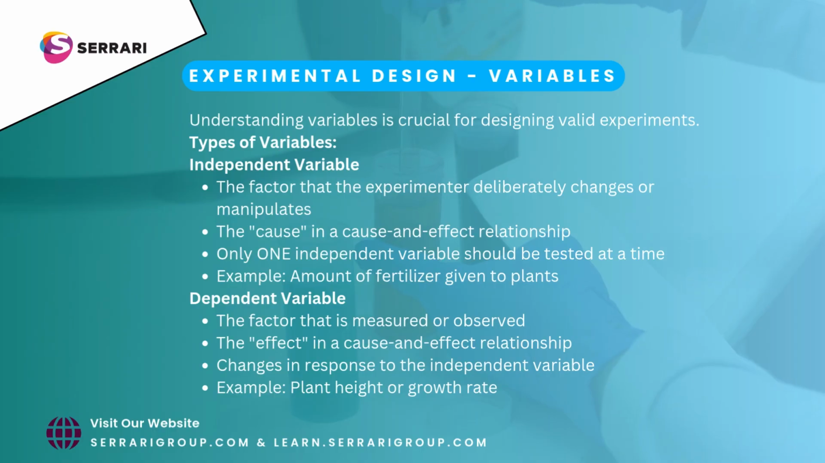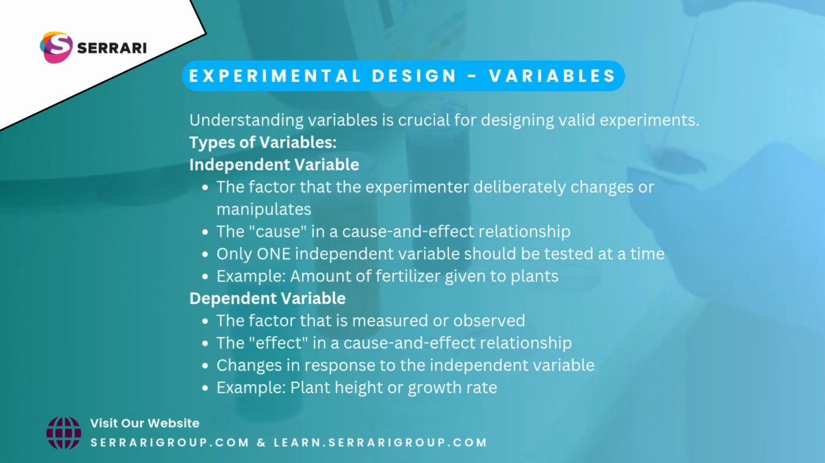Example, amount of fertilizer given to plants. Dependent variable. The factor that is measured or observed. The effect in a cause-and-effect relationship. Changes in response to the independent variable. Example, plant height or growth rate.